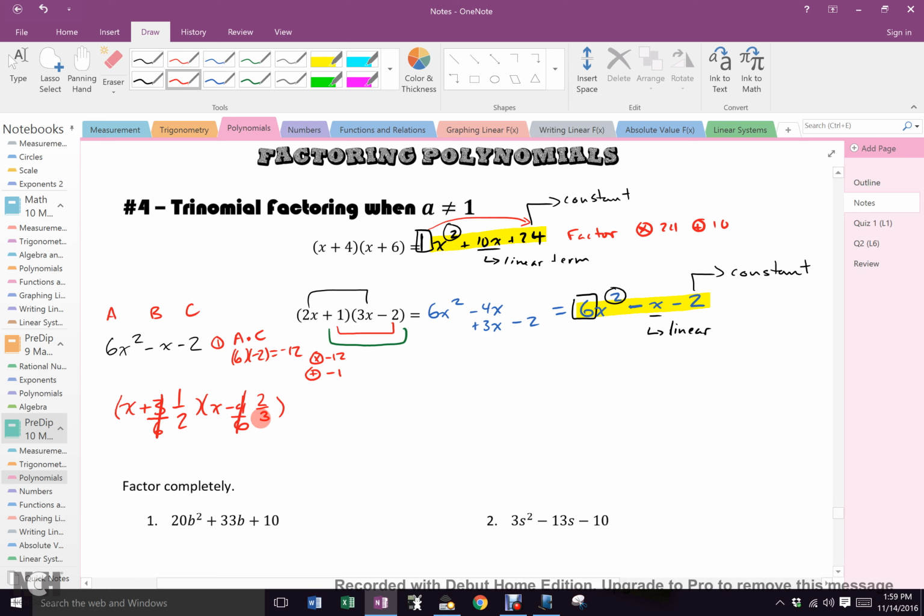Everybody good? Now, don't write down what I'm about to write down. Just watch. Could we expand that? Yes. What would we get? X squared minus 2/3 x, yes? Plus 1/2 x minus 2/6. Correct? Everybody with me?